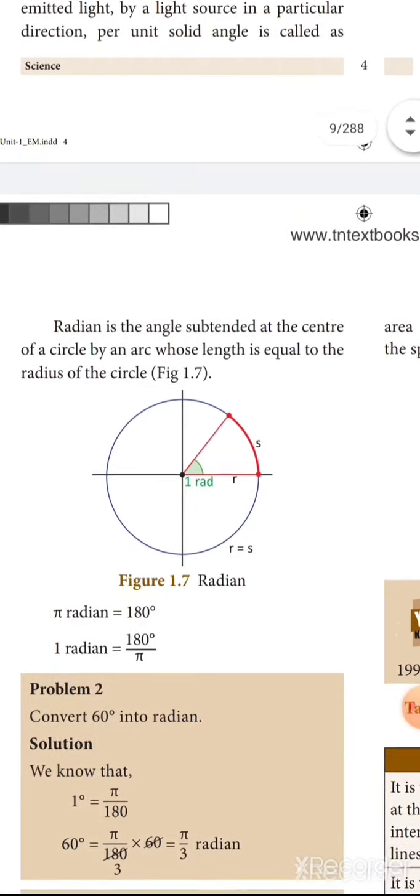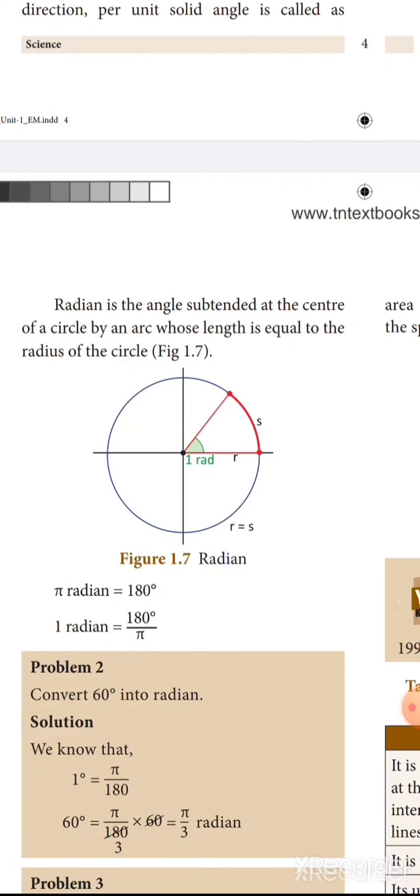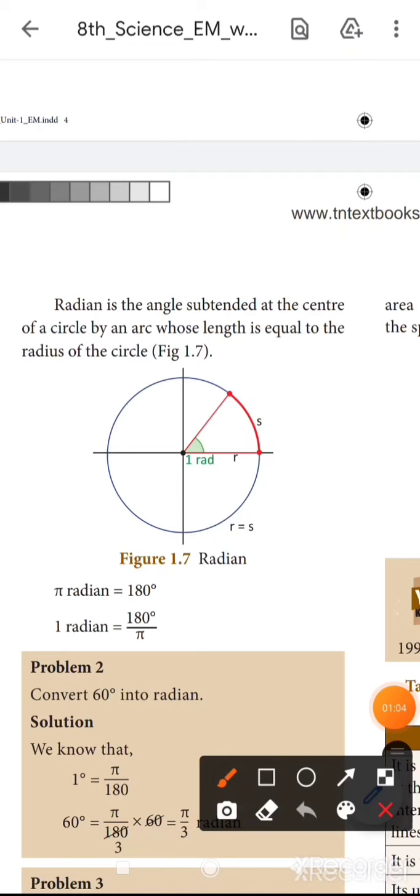The radian is the angle subtended at the center of a circle by an arc whose length is equal to the radius of the circle. The radius, this is one circle, this is a radian. Radian is the angle subtended at the center of a circle by an arc.